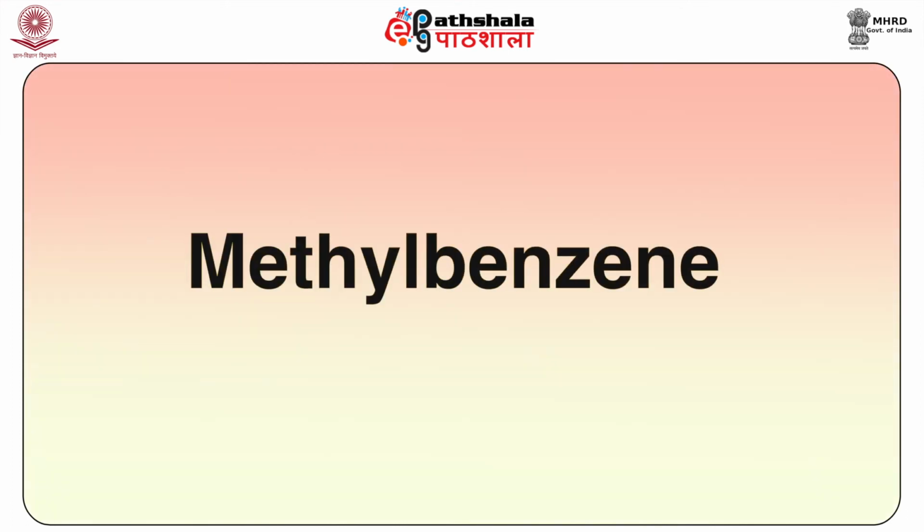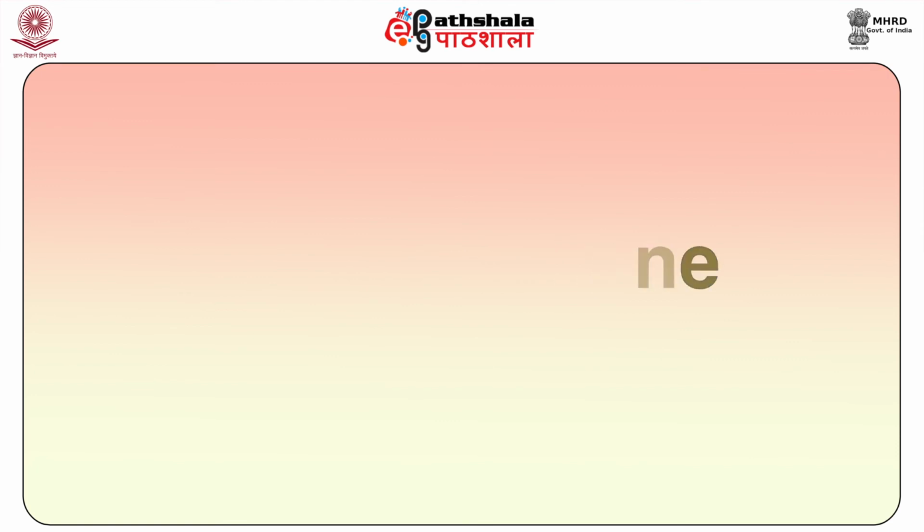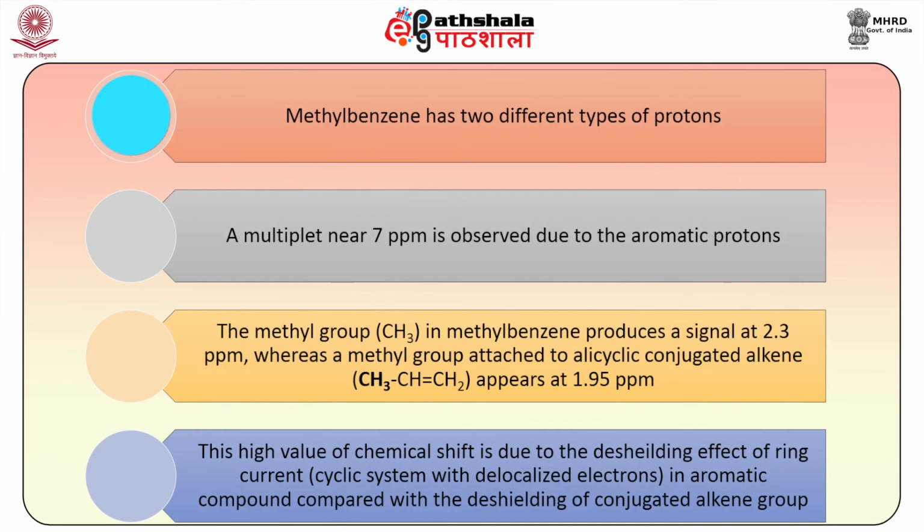Now, let us consider the case of methyl benzene. Methyl benzene has two different types of protons. A multiplet near 7 ppm is observed due to aromatic protons. The methyl group CH3 in methyl benzene produces a signal at 2.3 ppm, whereas a methyl group attached to the acyclic conjugated alkene, that is in CH3CH=CH2, appears at 1.95 ppm.